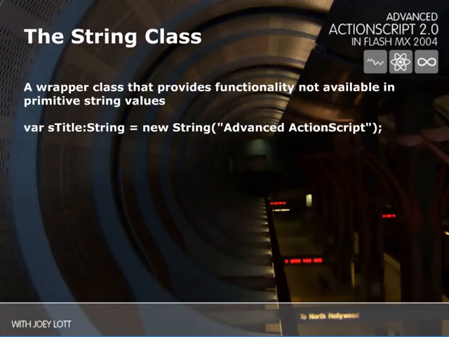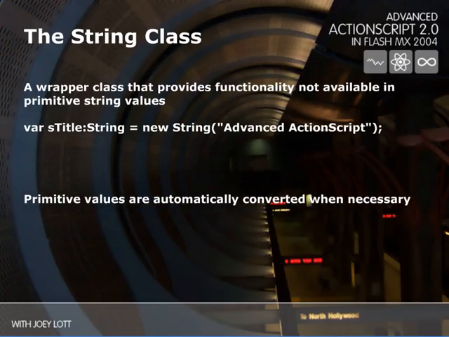The string constructor requires that you pass it a single parameter value, and that parameter should be a primitive string value. That primitive string value is the value that gets wrapped by the string class. In this case, that's ADVACTSCRT2-3.